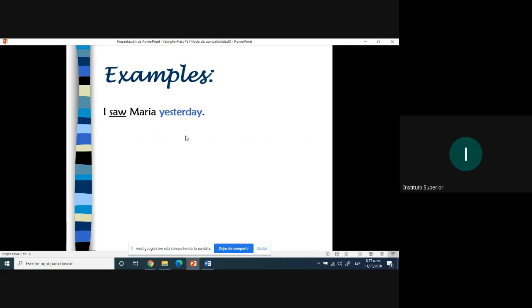In the example here, look at the structure. It says, I saw Maria yesterday. This is a pretty good example of the simple past. Subject, then the verb. What's going on with the verb? What happens with the verb in the simple past? Help me out. What's going on with the verb in the simple past in this sentence? Come on, guys. Let me know.